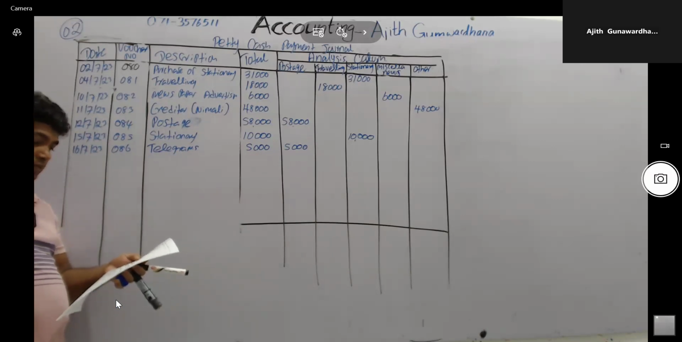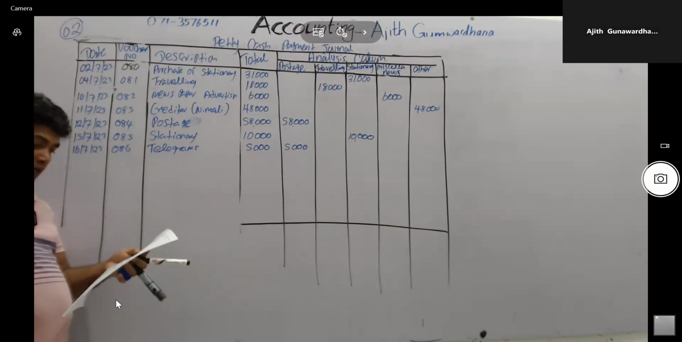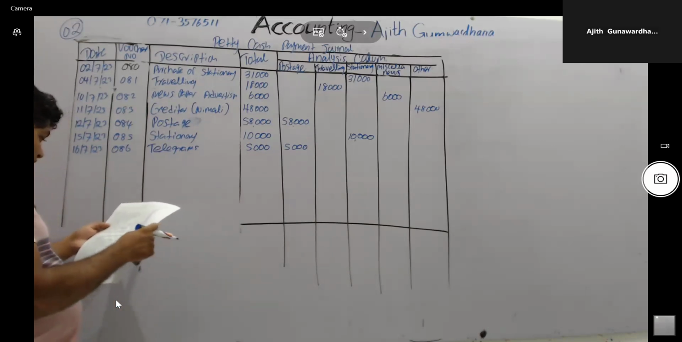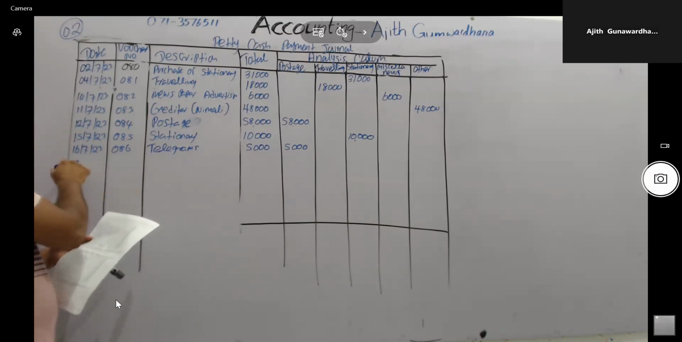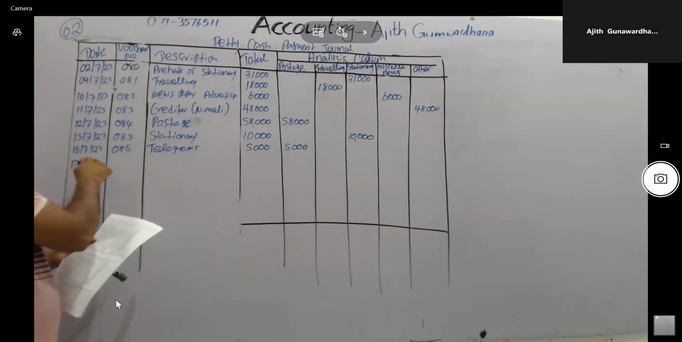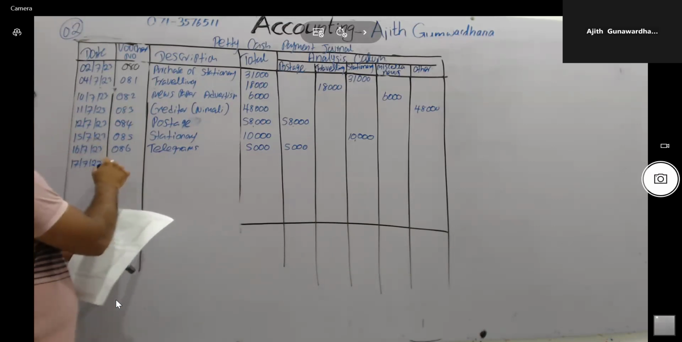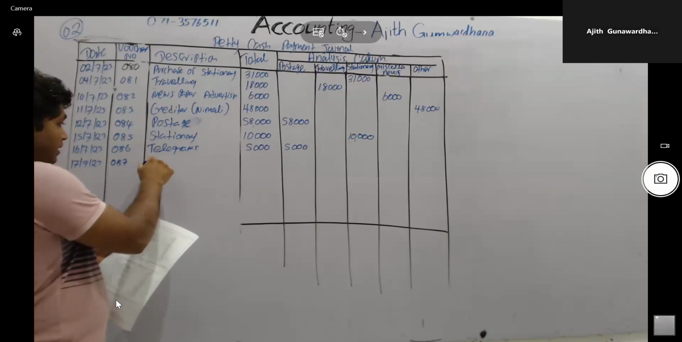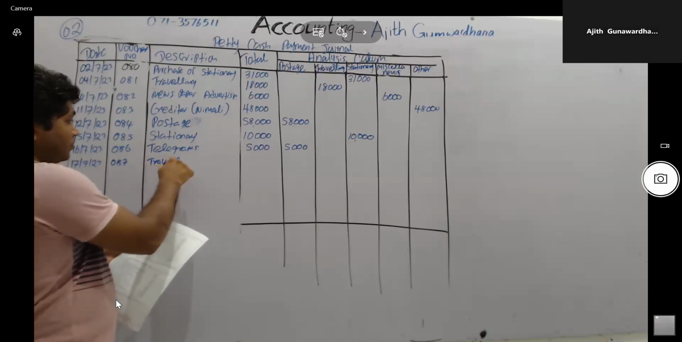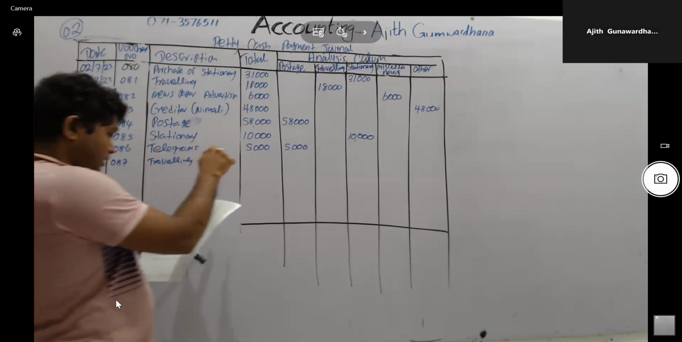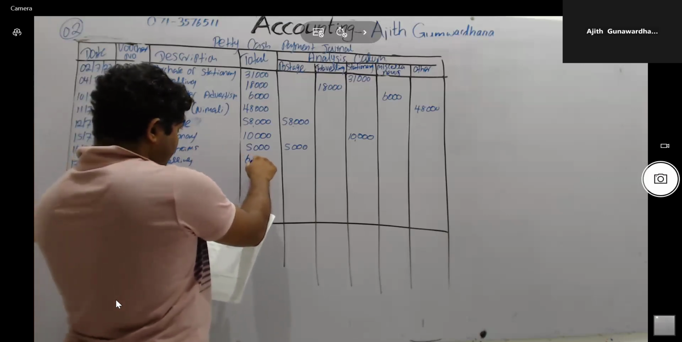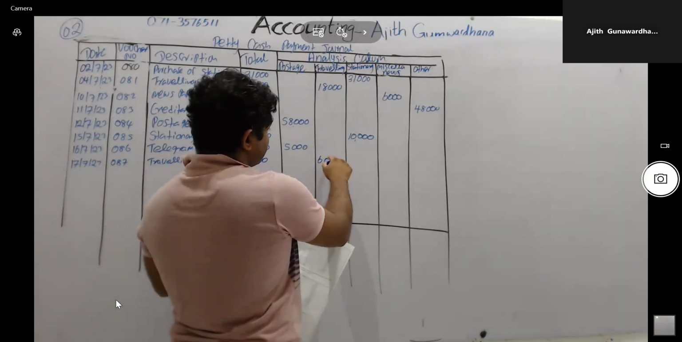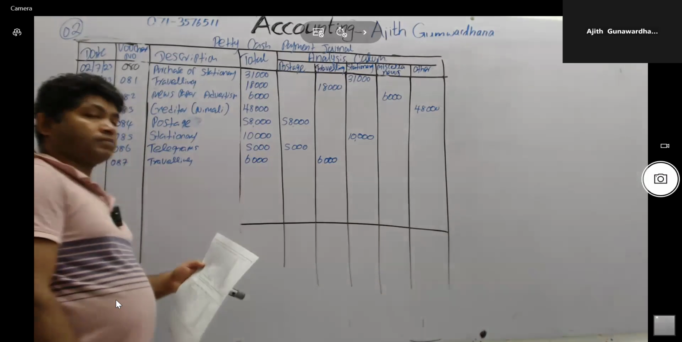First, complete the petty cash payment journal. Then think how to record the ledger account also. Next one, traveling expense is given. 17 July 23, 087. Description, traveling expense, 6,000. A separate column is available for traveling, 6,000.